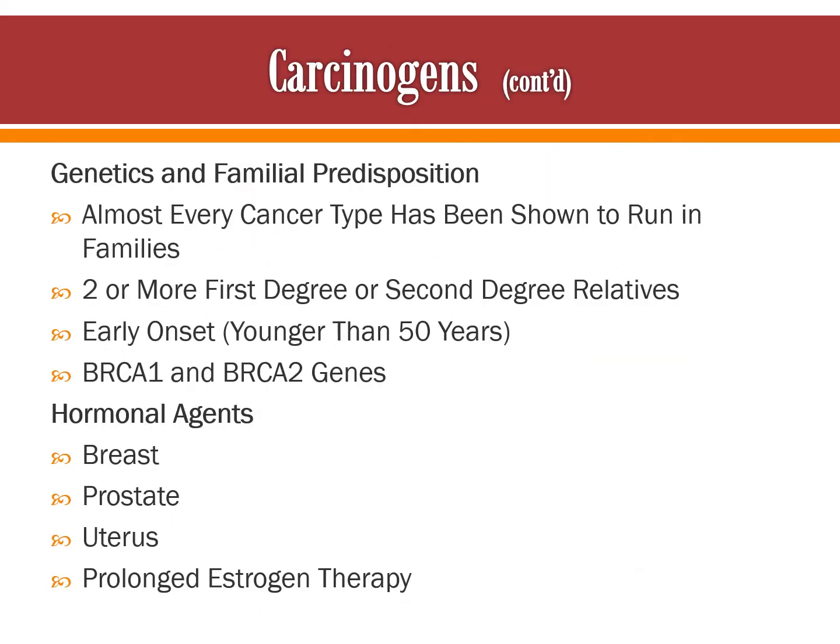So then there's the other piece where there is a genetic and familial predisposition. Almost every type of cancer has been shown to run in families. In particular, if you have two or more first degree or second degree relatives that have it, then your chances basically are going to increase. Most cancers tend to have an early onset in people usually younger than 50 years of age. And then we're going to talk about BRCA1 and BRCA2 genes later on when we talk about breast cancer as well.